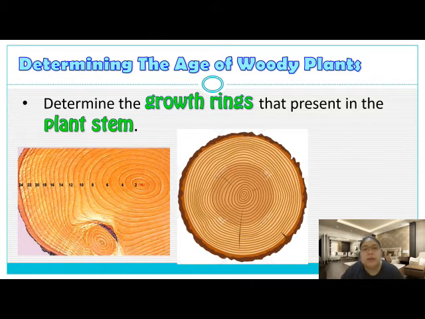Determining the age of the woody plant. How do we determine how old this plant already is? Before that, we also saw so many explanations. The easy part is we just count the rings. We cut the plant and we see the circles. Each circle means 1 year. So they count the growth rings present in the plant stem. From here you count until 24, so that means this plant is already 24 years old.